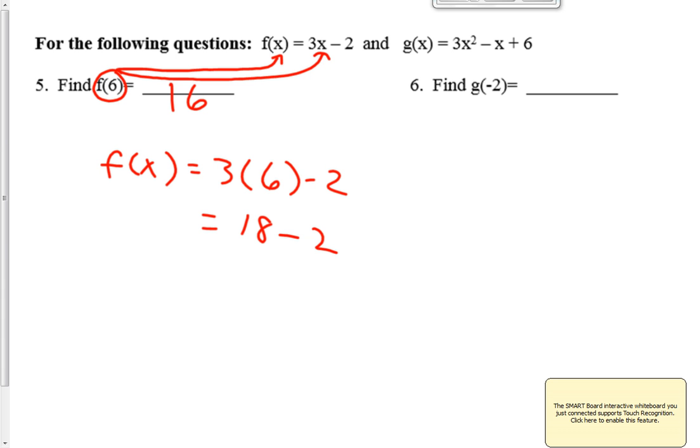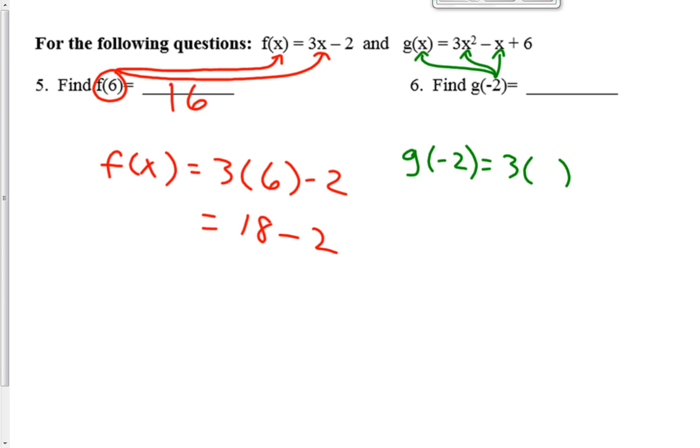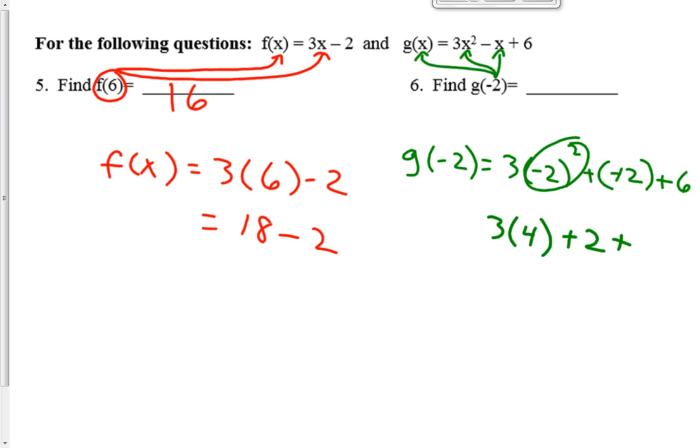For number 6, it says find g of a negative 2. So into our g function, we're going to put negative 2 in for every x that we see. So g of a negative 2 equals 3 times x squared minus x plus 6. And our x is a negative 2. So a negative 2 squared is a positive 4, so it's 3 times 4 minus a minus 2, so minus and minus makes a plus. Plus 6, 3 times 4 is 12, plus 2 plus 6 is 20. The answer to question number 6, g of a negative 2 equals 20.